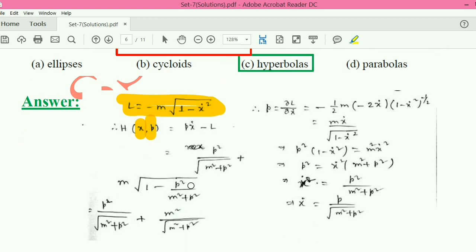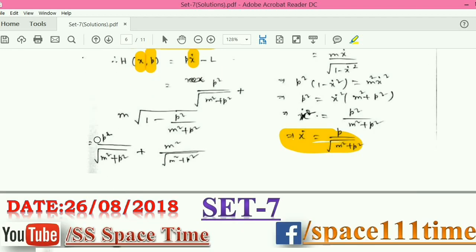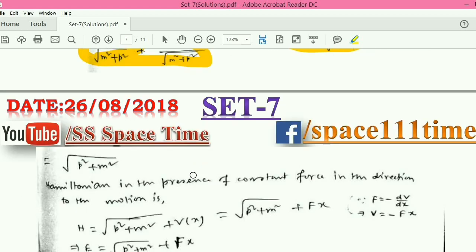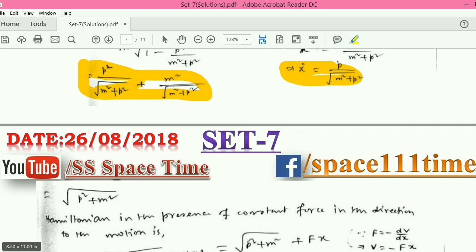So if you put the values or replace the values of x dot, because Hamiltonian is not a function of x dot, we have to replace x dot. So you can replace x dot from this expression. So upon replacing that, we get H equals to this expression, that is equals to root over p square plus m square.